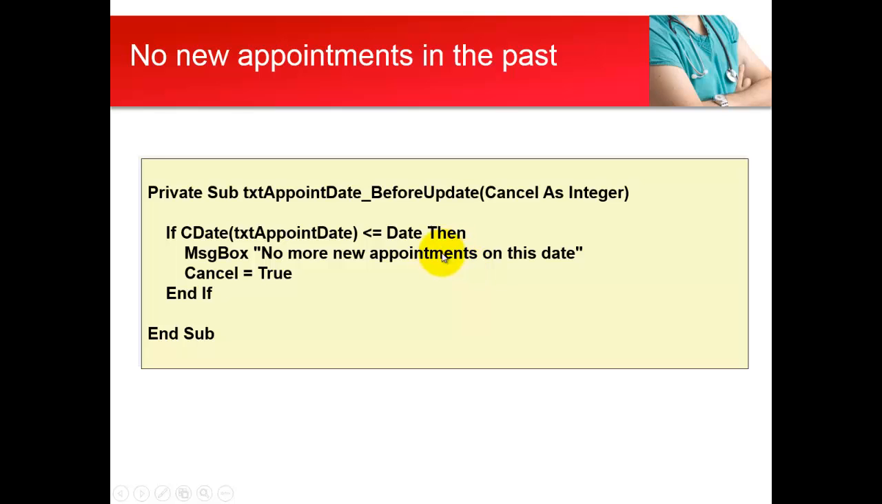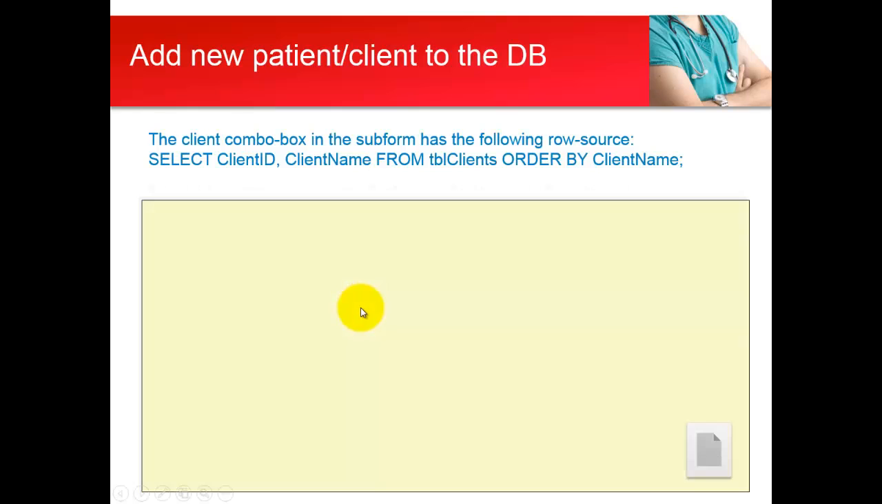How do we make sure that the text appoint date does not update? Notice that it has a cancel option here. So we set cancel to true. That means it does not update, and it will just stop right there.